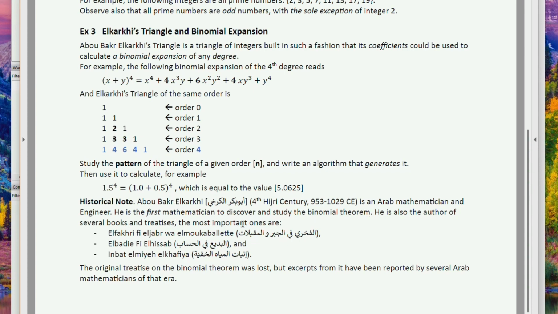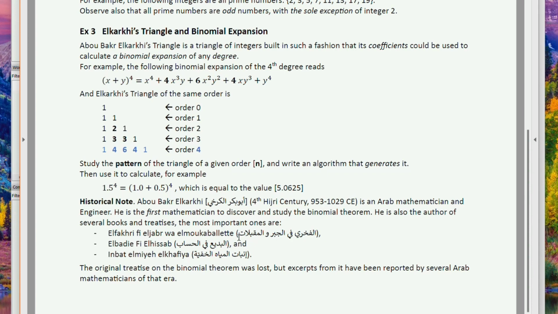The most important ones are Al-Fakhri fi al-Jabr wa al-Muqabala, Al-Badi' fi al-Hisab, and Inbat al-Miyah al-Khafiyya. Al-Jabr means algebra, and al-Muqabala means equations. So he has a book on algebra and equations. Al-Hisab means arithmetic, another book on arithmetic. And the last one, al-Miyah al-Khafiyya, means the hidden water, how to extract hidden water. So he also has work on hydrodynamics, maybe one of the first works on hydrodynamics.